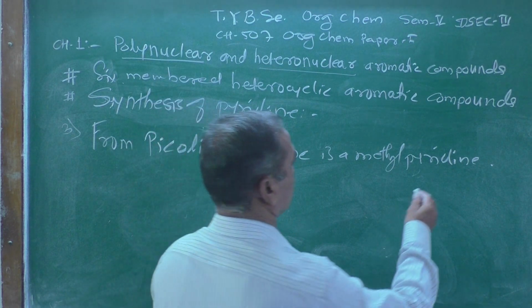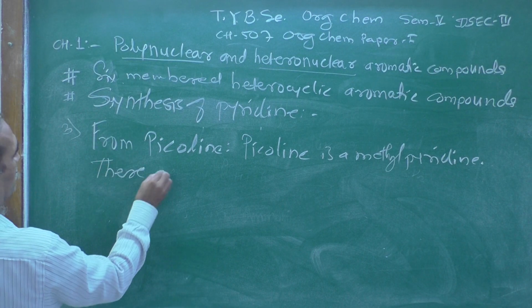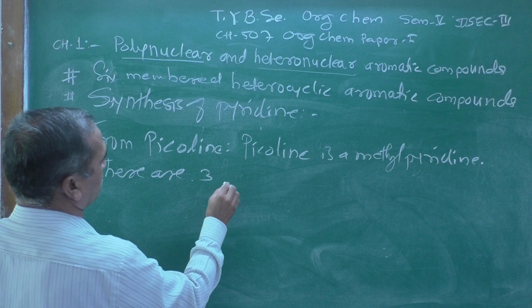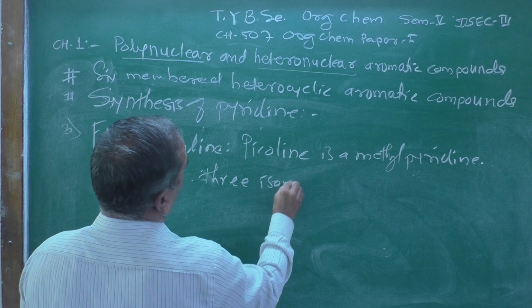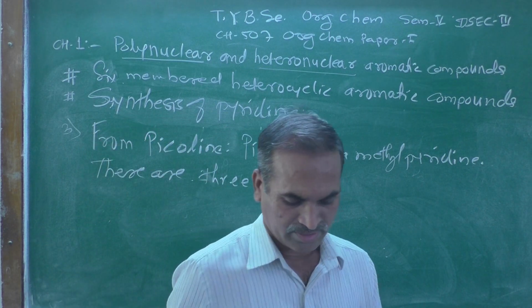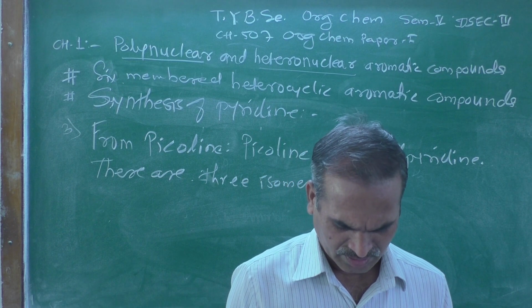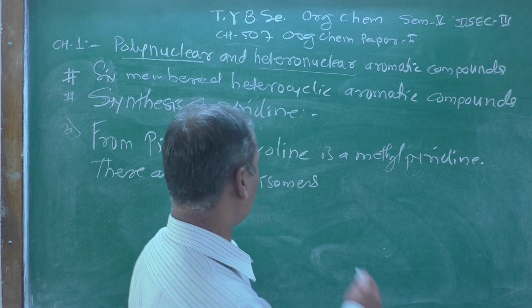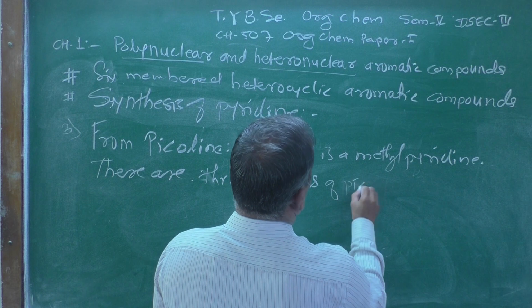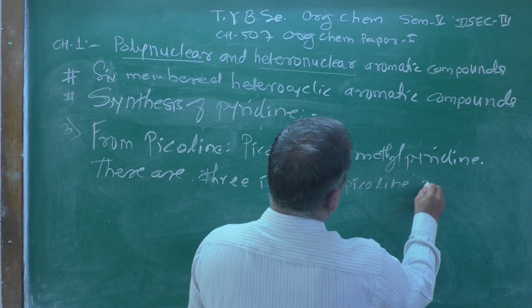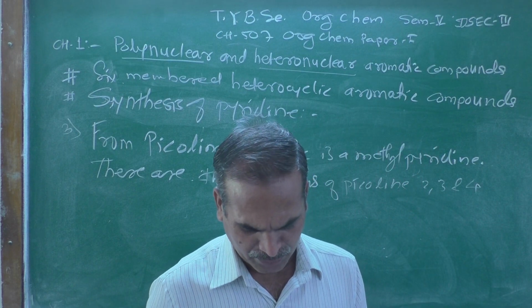There are 3 isomers of picoline, 2, 3, and 4.